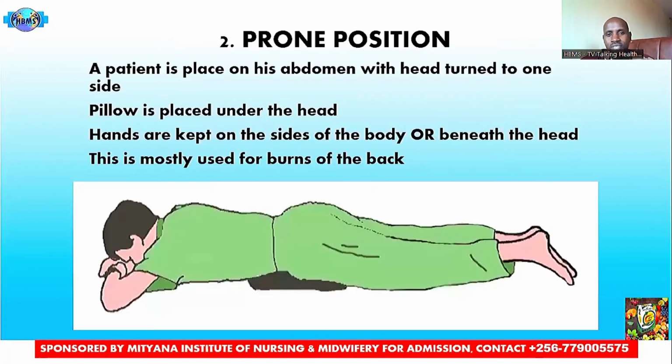Then the other one is what we call the prone position. When we talk about the prone position, the patient is placed on his abdomen with the head turned to one side. Then a pillow is placed under the head and hands are kept on the sides of the body or beneath the head. This is commonly used in burns of the back. For example, somebody has burns of the back, you have them into that position and help them out.